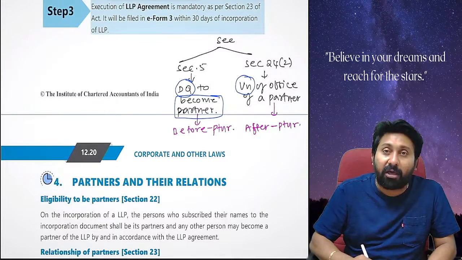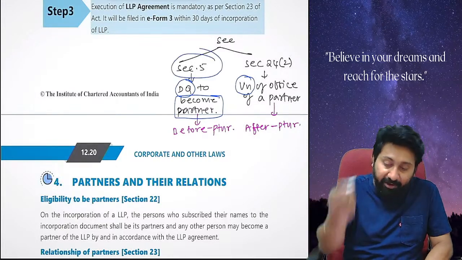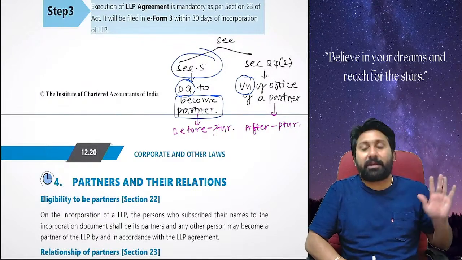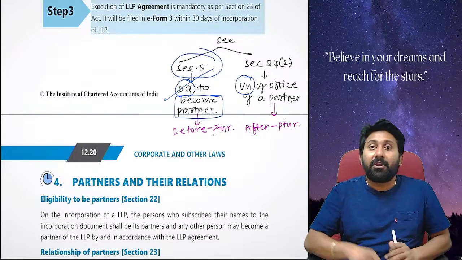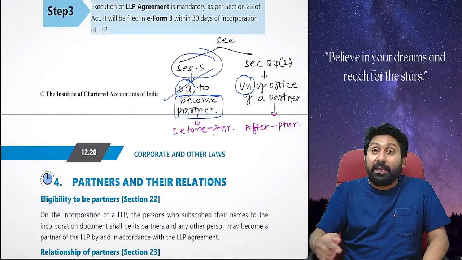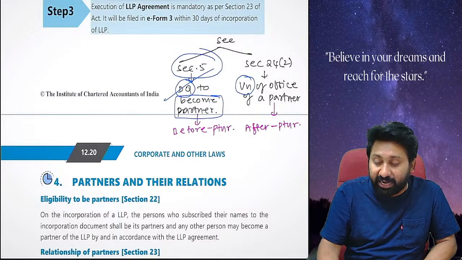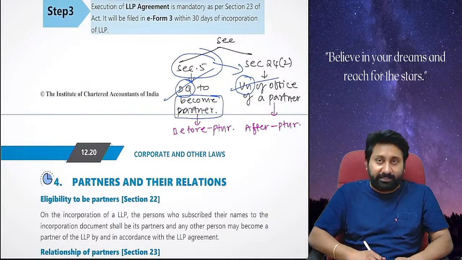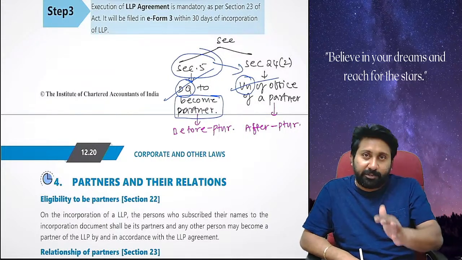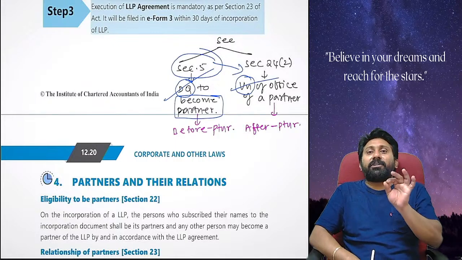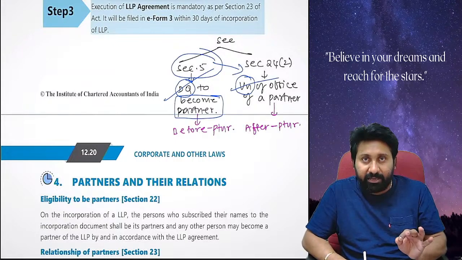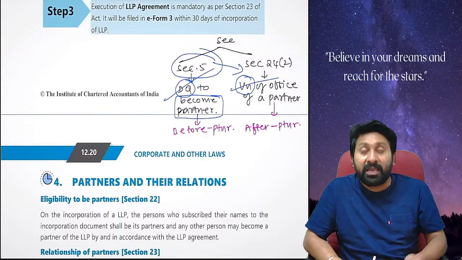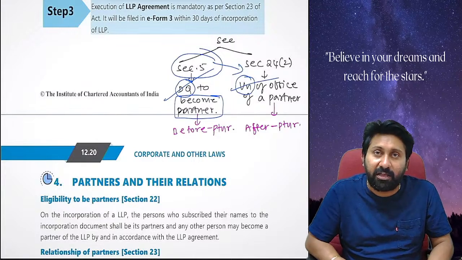If you are attracted by section 5 before becoming a partner, you can't become a partner because you are disqualified. Second, if you are already a partner and later section 5 disqualifications are attracted on you, in that case your office will become vacant under section 24(2) A, B and C. So what do we have to understand? We have to verify section 5 conditions before becoming a partner, and section 24 conditions after becoming a partner.